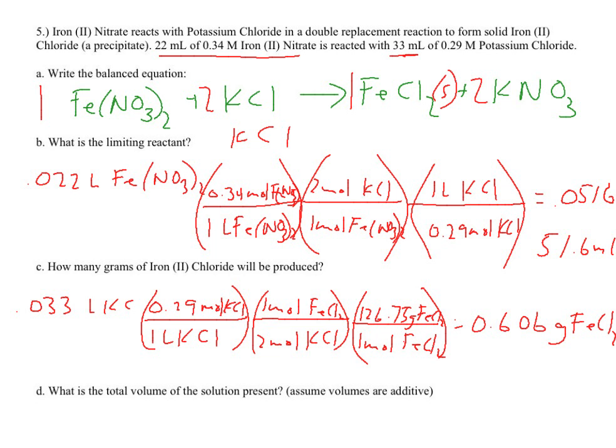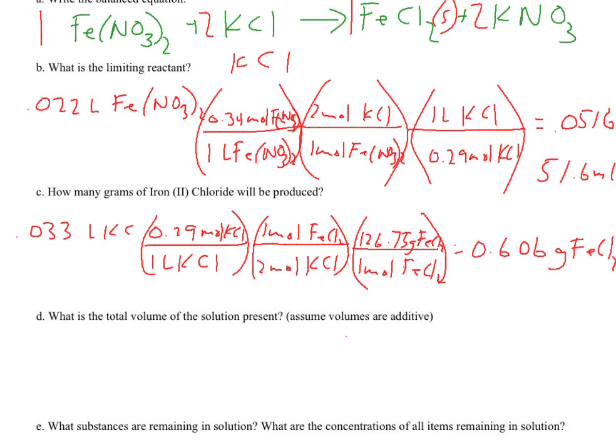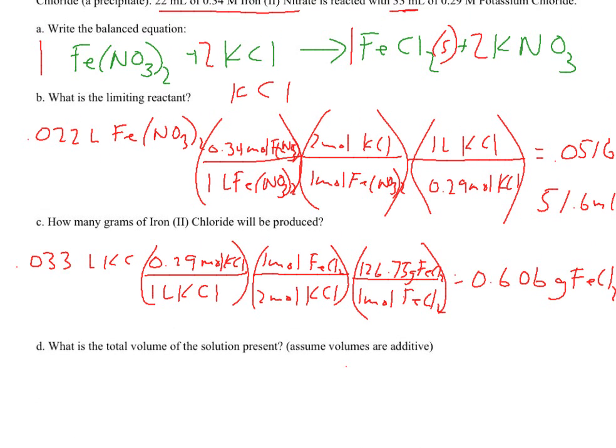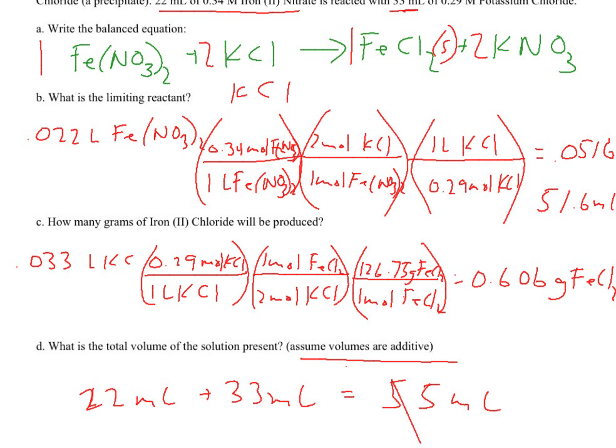And the total volume present, I'm not going to get to the next part, but the total volume present here, well, we just added 22 milliliters to 33 milliliters, and this is where the assumption that volumes are additive comes up. We'll get back to this again. We'll do the next part of this later. We would have 55 milliliters total, assuming volumes are additive. That's all for today.